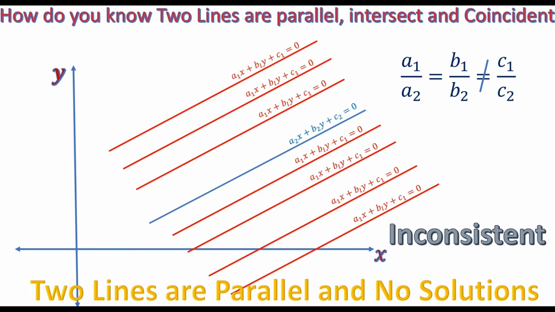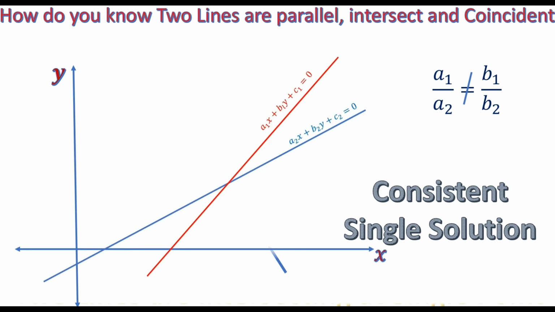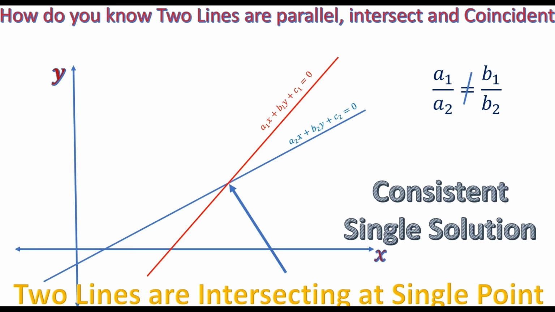So what is the other scenario we have? If the slopes are not equal, what does that mean? a1/a2 is not equal to b1/b2. That means the two lines do not have the same angle, so they will intersect at a single point and have one common solution to the two equations. Wherever they intersect, that point is the one common solution. That's why these two lines are called consistent lines and have a single solution.